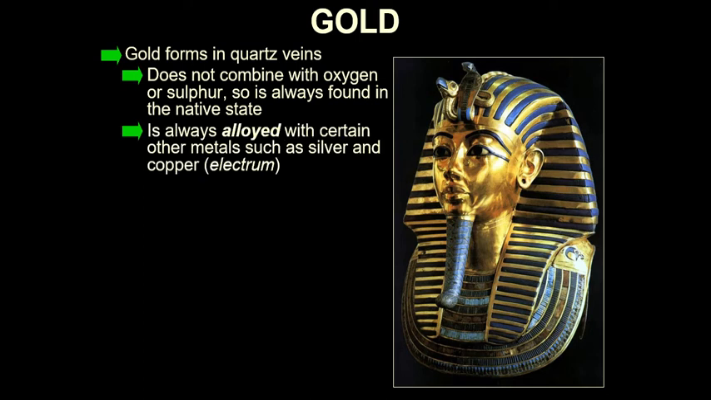It is, however, always alloyed with certain other metals, such as silver and copper. This is called electrum and was, in the time of Tutankhamun, this chap here, this would have actually been electrum. They didn't have the method of extracting the silver and copper from the gold at this time.